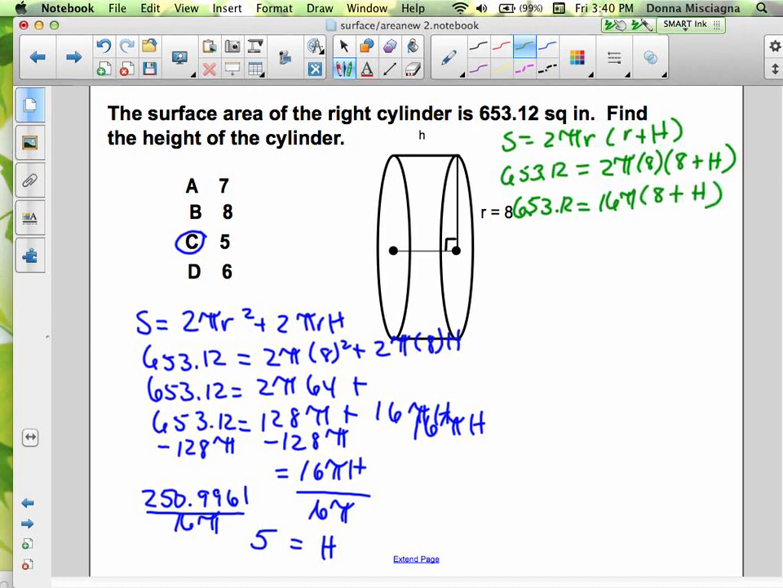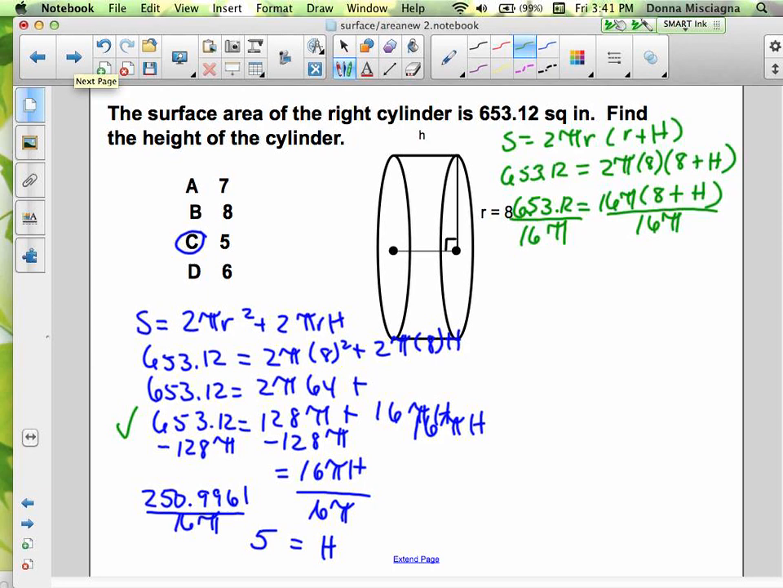We could do one of two things. We could distribute. I could distribute the 16 pi to the 8 and distribute the 16 pi to the h, and it would be the same number of steps. Let's try not distributing, and let's just divide both sides by 16 pi, because then I'm not going to have any more pi's to deal with. And then I'll just have to subtract 8, and that'll give me my answer.